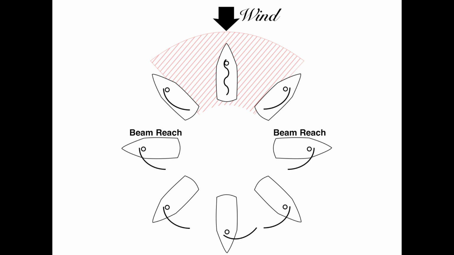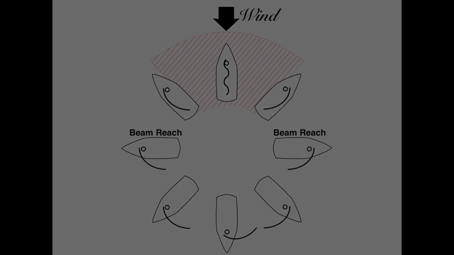And to look at this, we're going to focus on one angle, and that angle is called beam reach. Beam reach is when you're 90 degrees, or perpendicular, to the direction that the wind is coming at you, as you can see in the diagram.